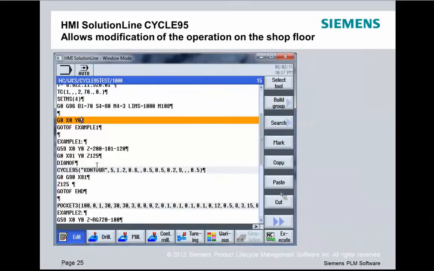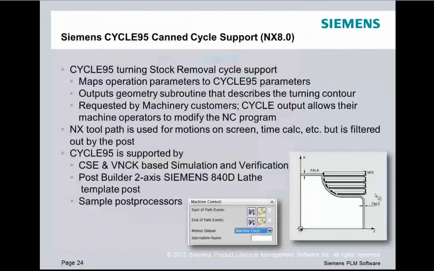Getting back to the end, we are also reaching the end of the functionality that we've added in post-processing. We've added improved functionality for cycles. Already in NX 8 we introduced the Cycle 95 functionality, which is a big difference to other cycle definitions in the sense that instead of defining the tool path, Cycle 95 uses how to follow the boundary.